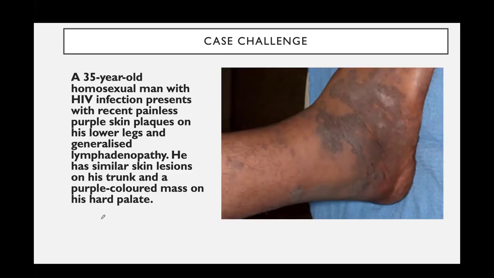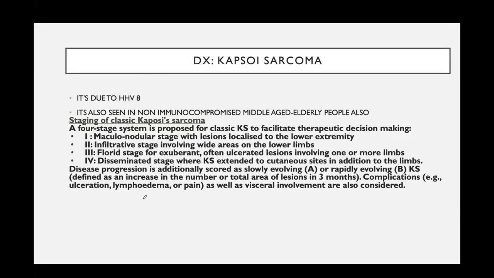35-year-old homosexual man with HIV infection presents with recent, painless, purple skin plaques on his lower legs with generalized lymphadenopathy. He has similar lesions on his trunk and a purple colored mass on the hard palate. You all would have got it. What is this? This is your Kaposi sarcoma. This is a staging. If you're interested, you can read. It's due to HHV8. Remember one thing, it is also seen in non-immunocompromised middle-aged and elderly people as well.